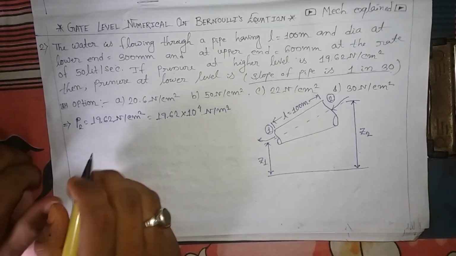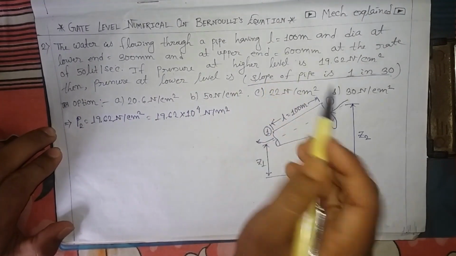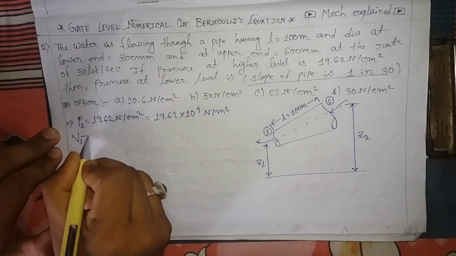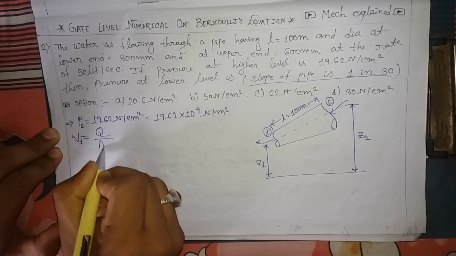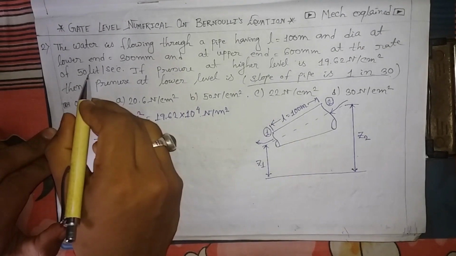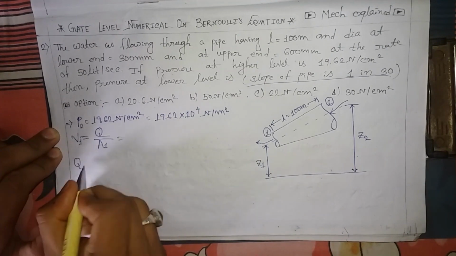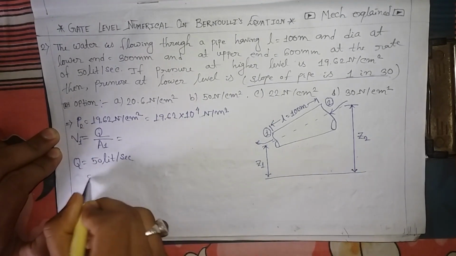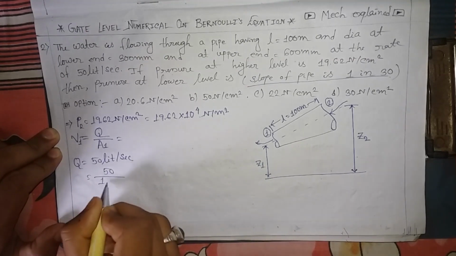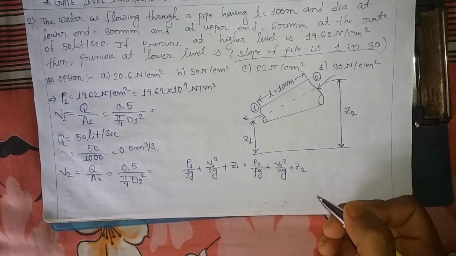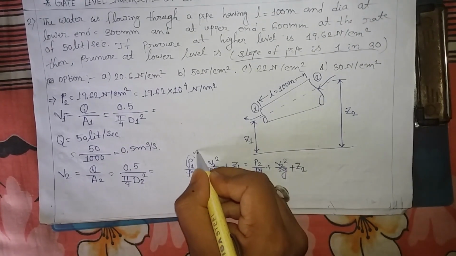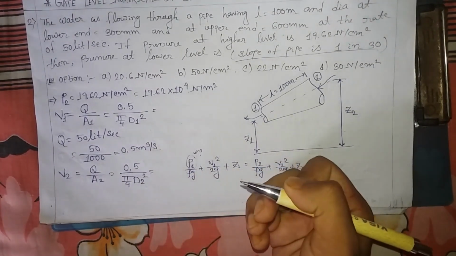Okay, and V1 we can know as Q by A1. Q equals 50 liter per second, right? Q equals 50 liter per second, 50 by 1000. So they are asking pressure at lower level. That means they are asking this quantity. Okay, this quantity we have to find.